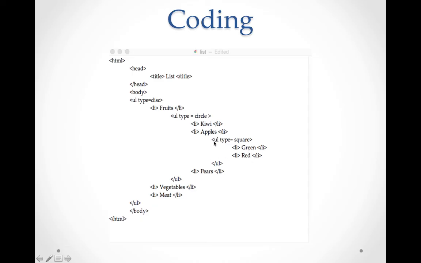And we have to close this UL tag here. The innermost UL tag is there, we have to close this tag here. And at the same level of kiwi and apple we are having pears. So see here, list kiwi, list apple and list pear. These three are at the same level, and we close this UL type circle here.